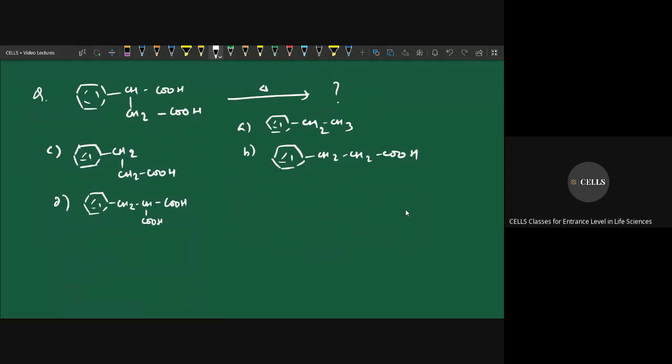These are the four options. Tell me which one will be the correct answer. Beta keto or beta unsaturated? That is the key. What according to you will be the correct answer? This is that kind of a question. If you can solve this, then all the questions from this section will be okay.